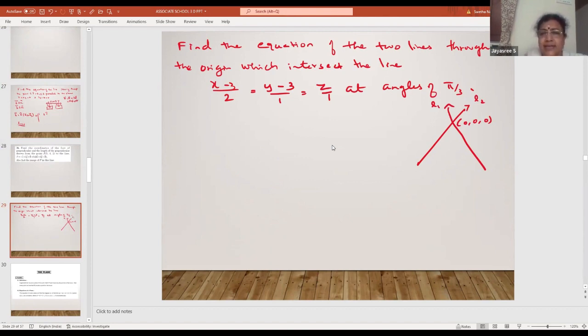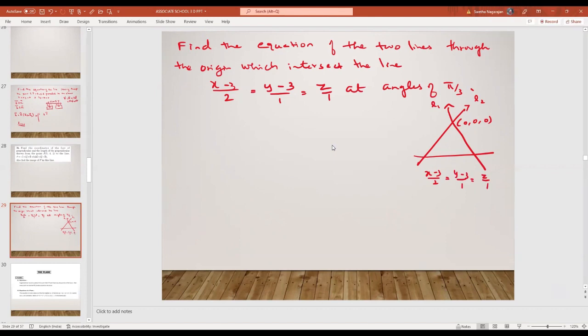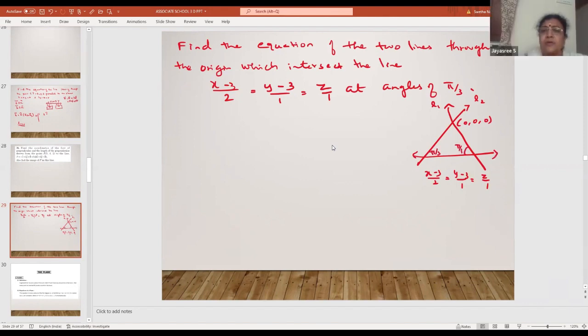This line intersects a line, that is here the line, x minus 3 by 2 equals y minus 3 by 1. Is that right? At an angle pi by 3. This is the question. Find the equation of the line L1 and line L2, which intersect the line L at an angle pi by 3. Find out the equation of both the lines.